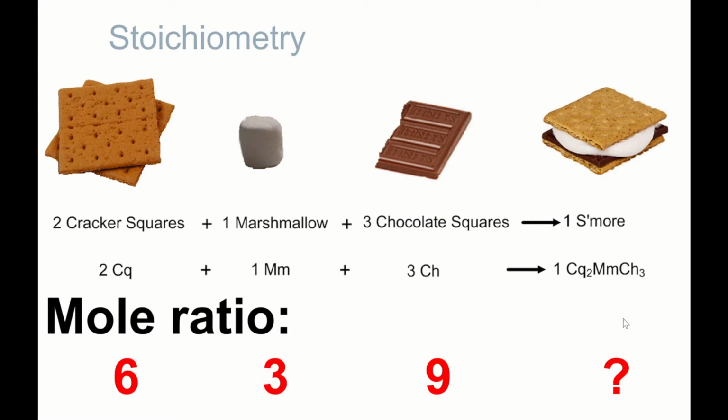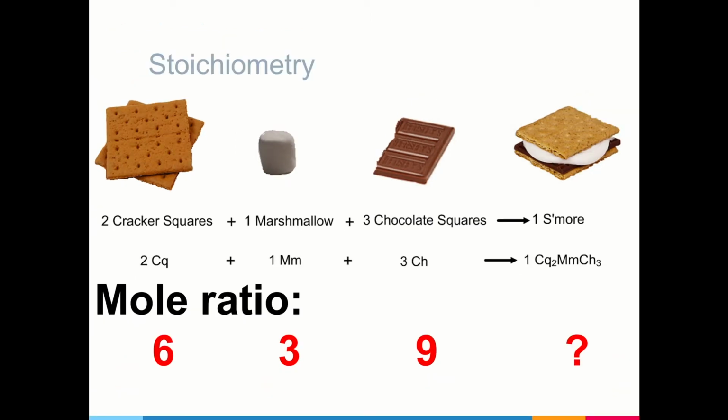Now, what if I'm given this? Likewise, working the other way. Just now was from s'mores back to cracker squares. Now I'm given this amount and asked to find the number of s'mores I can make. If you compare the mole ratio, the number of s'mores that I can make is 3.